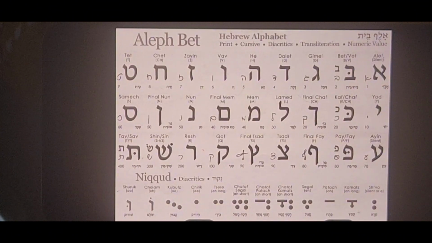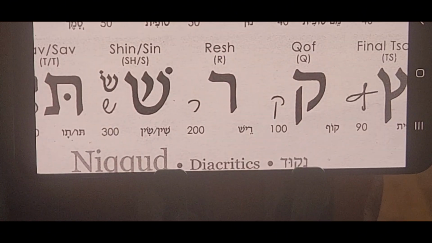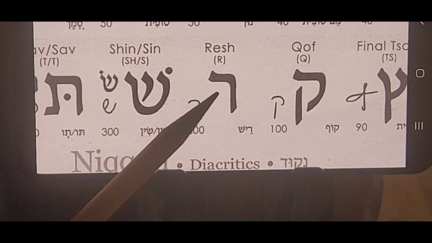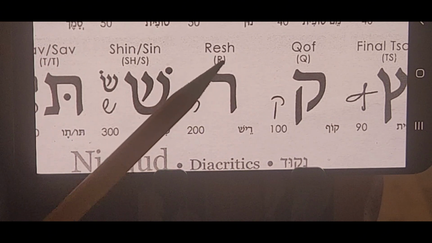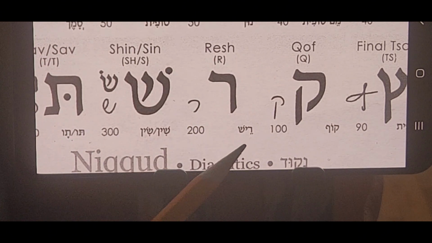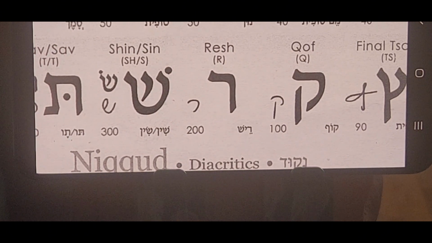Here is the original Hebrew alphabet that I sent out to you, and here we find the letter Resh. Notice that it's pronounced Resh, R-E-S-H in English, and here is the Hebrew spelling, Resh, Yod, Shin. Notice that there is a Resh and a Shin, which are letters that are in the word Bereshit.